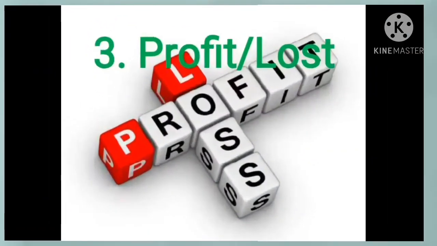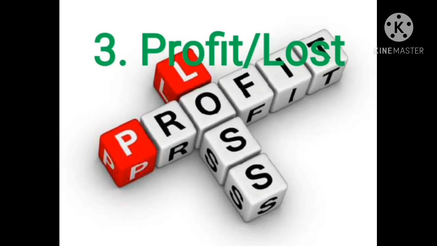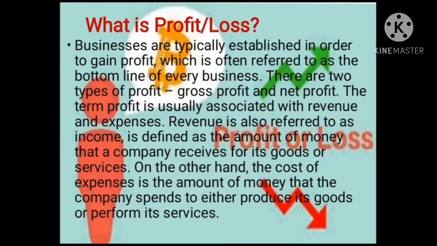Number 3 is profit or loss. So what is profit or loss? Businesses are typically established in order to gain profit, which is often referred to as the bottom line of every business. There are two types of profit: gross profit and net profit. The term profit is usually associated with revenue and expenses.